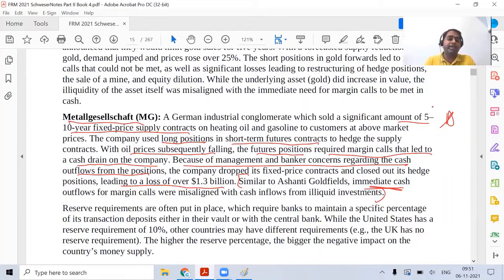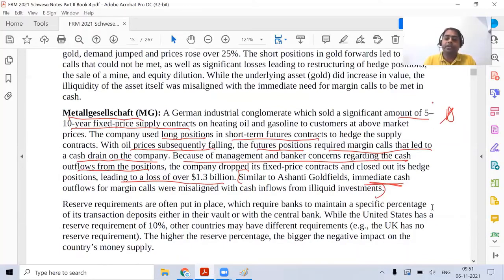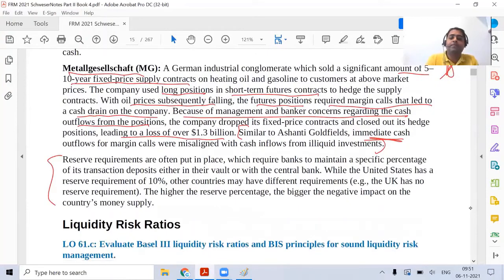Read this paragraph, read this case study. I'm assuming everybody has been able to read till this section. Let us go to this last paragraph.